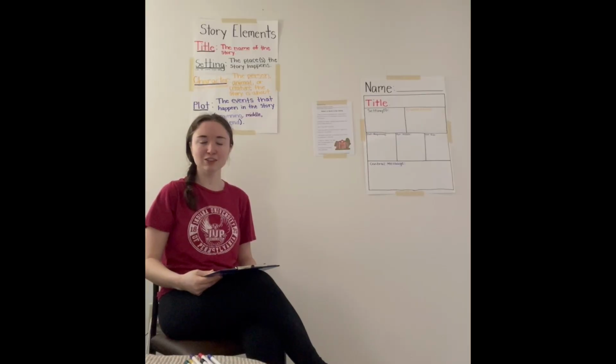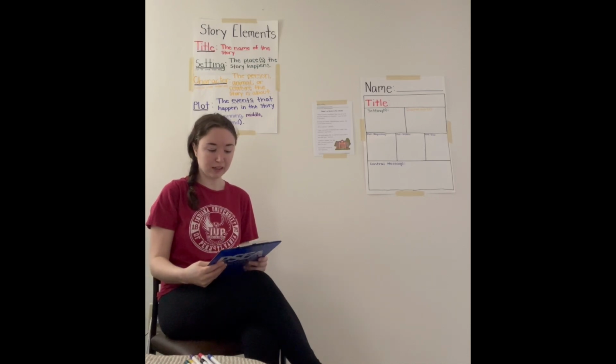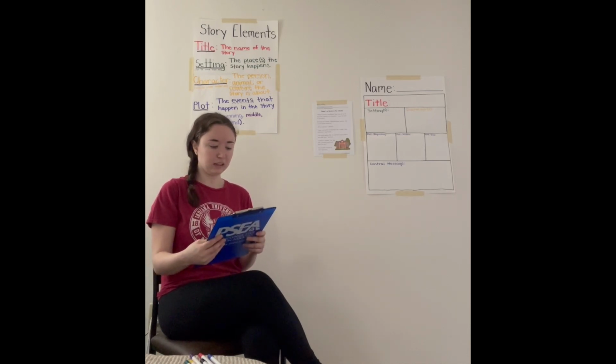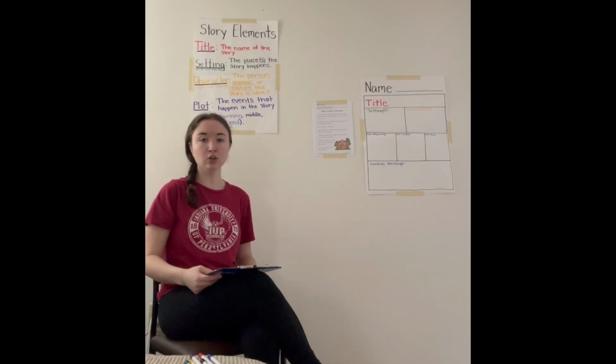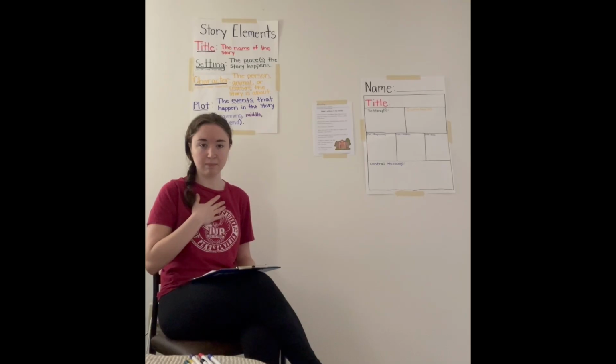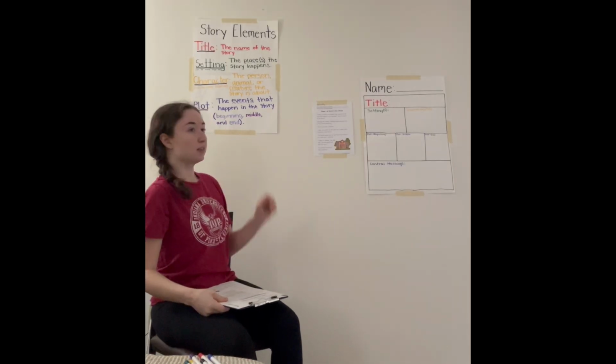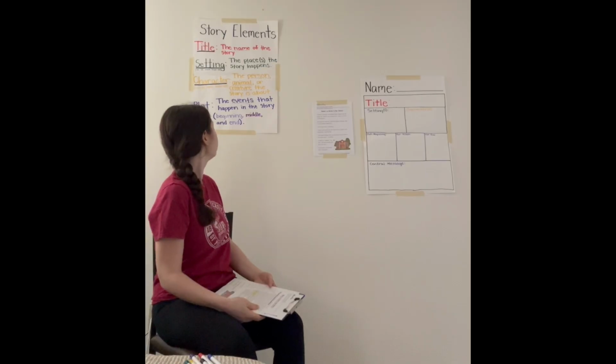Hey, boys and girls, so we just read the entire fable, and now, after we read the entire fable, we need to read one page at a time. So I'm going to read one page at a time, but I need your help finding the story elements. What are our story elements again? The title, that's our first story element we'll be looking for, especially on the first page.